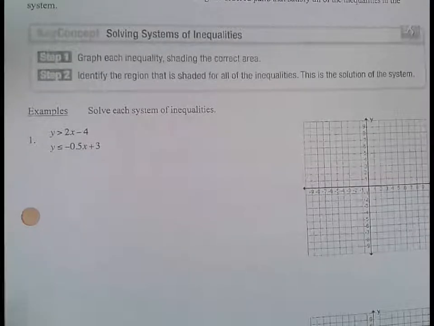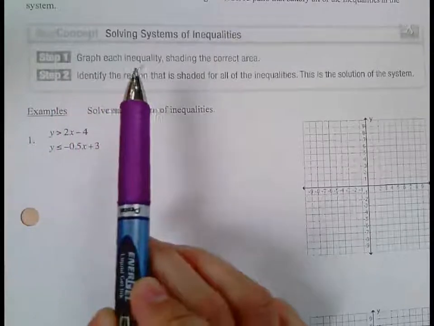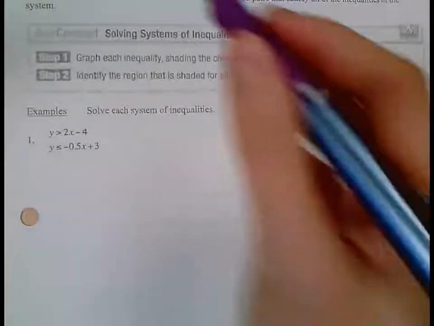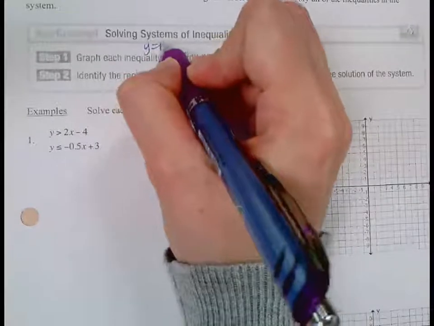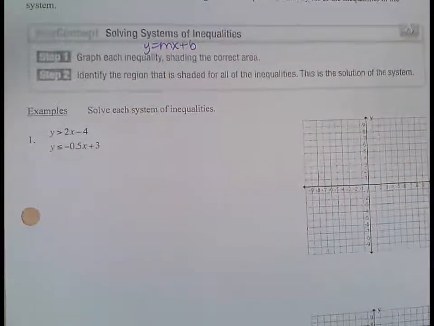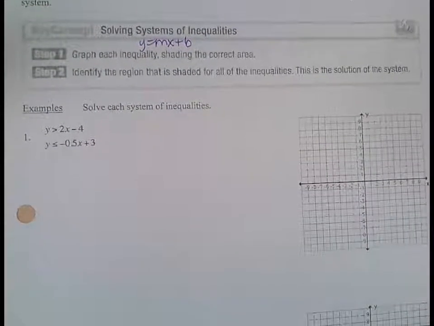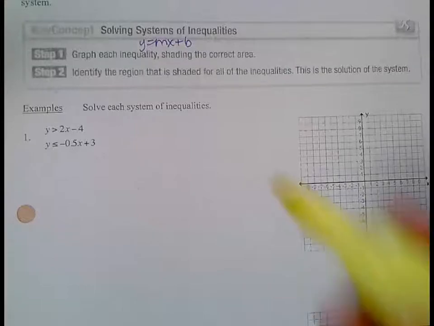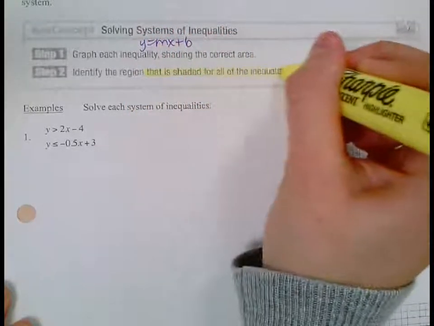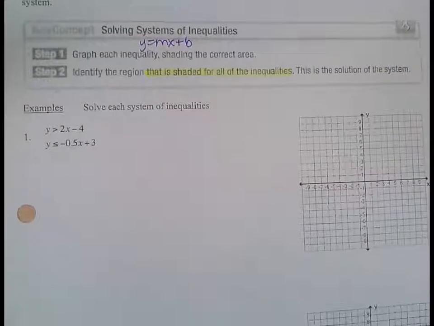I realize in math a lot of the time you're using pencil. If you'll see when I work through these, I use different colors just to graph the 2 different inequalities, or if there's more than 2. So if that's helpful to you, feel free to do that. But first step is to graph each inequality and shade the correct area. Make sure, just as with equations, your inequalities need to be in slope-intercept form before you graph. And then you're identifying the region that is shaded for all of the inequalities. And that is the solution of the system.